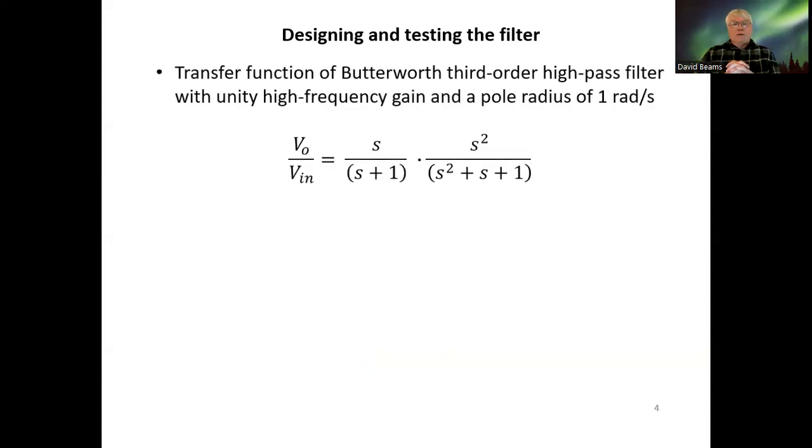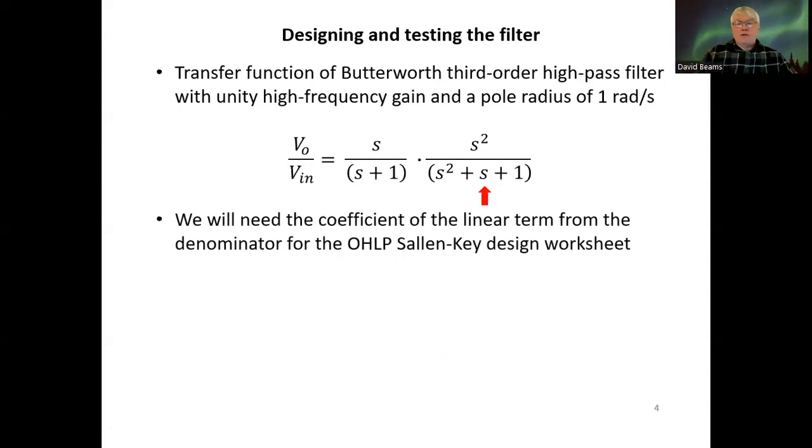Just for context, the characteristic polynomial is taken from the transfer function of a third order high pass filter. Here we have the transfer function of the high pass first order section. Here we have the transfer function of the high pass second order section. We will need the coefficient of the linear term, that is s to the first power, from the denominator of the second order term that we will need for the Sallen-Key design worksheet.